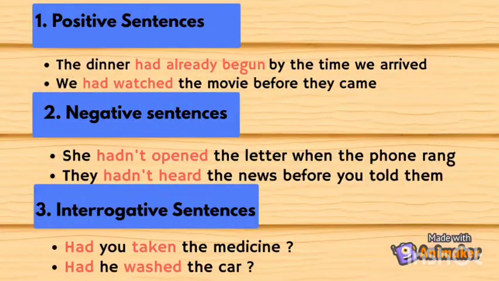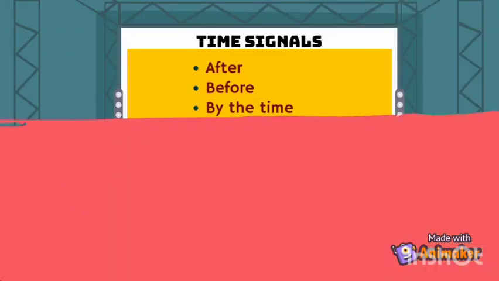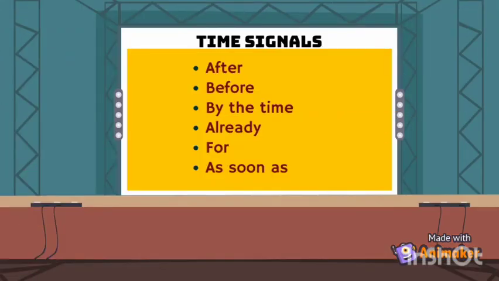Here are some examples of past perfect tense in positive, negative, and interrogative sentences. Please study those examples carefully so that you can make your own sentences using past perfect tense. The following slide is about the time signals for past perfect tense. Make sure you know how to use them in sentences.